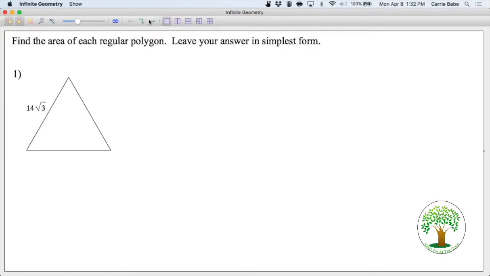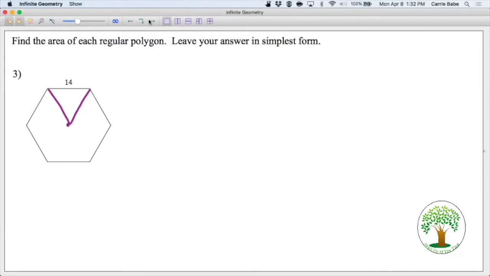All right, number 3 says, find the area of a regular polygon. Leave your answer in simplest form. It does not give you an apothem. Okay? I'm going to tell you a trick. We can figure out some of the interior angles. So if I come in here and put a dot in the center, give yourself a dot in the center.